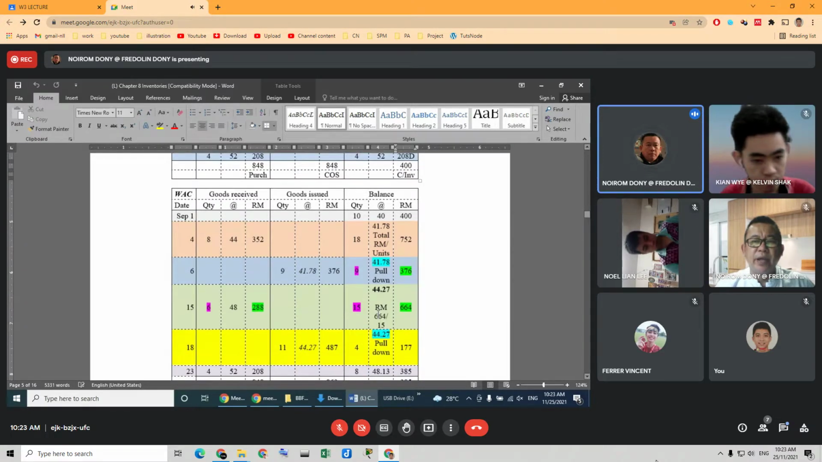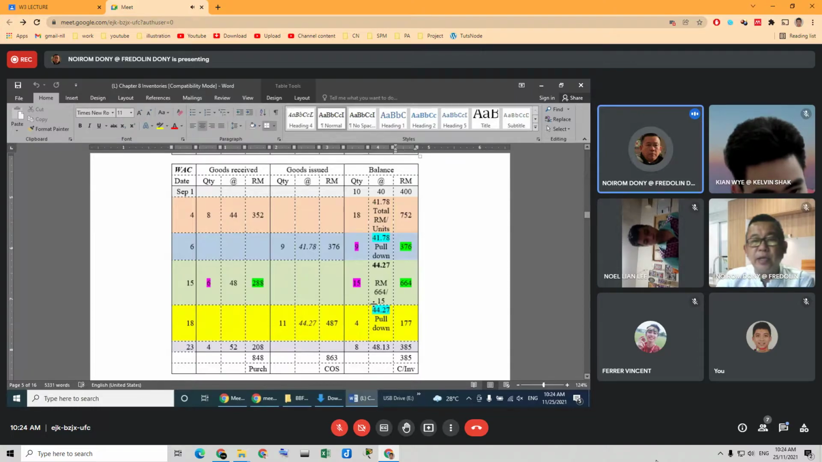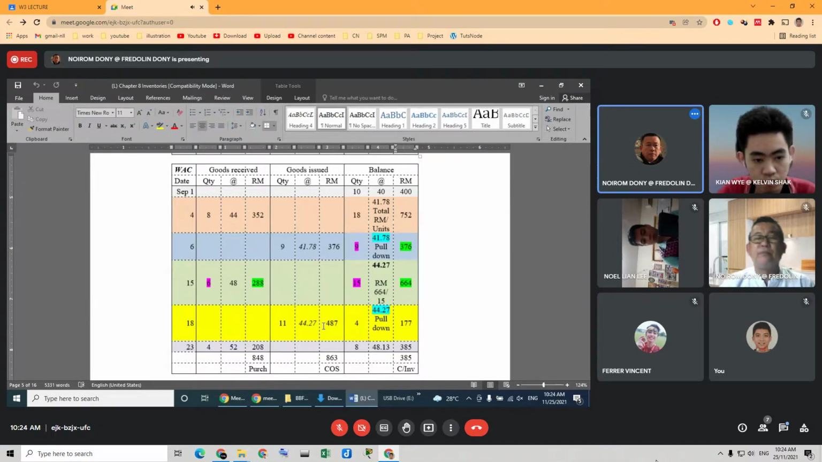Then the next on the 18th, we have sales of 11 units. So use that average that we have calculated here. So 11 times 44.27. Okay, 11 times 44.27. So you will have 486.97. So it should be consistent. So you write down 486.97.